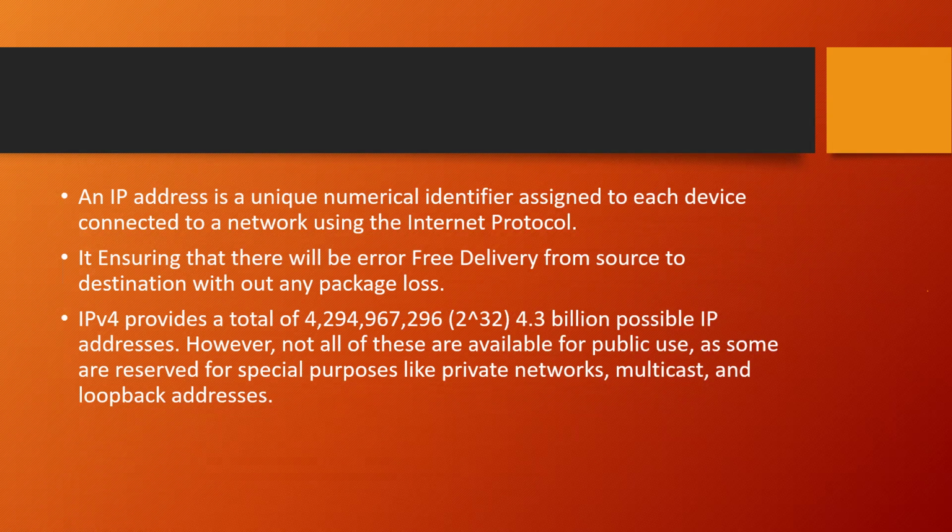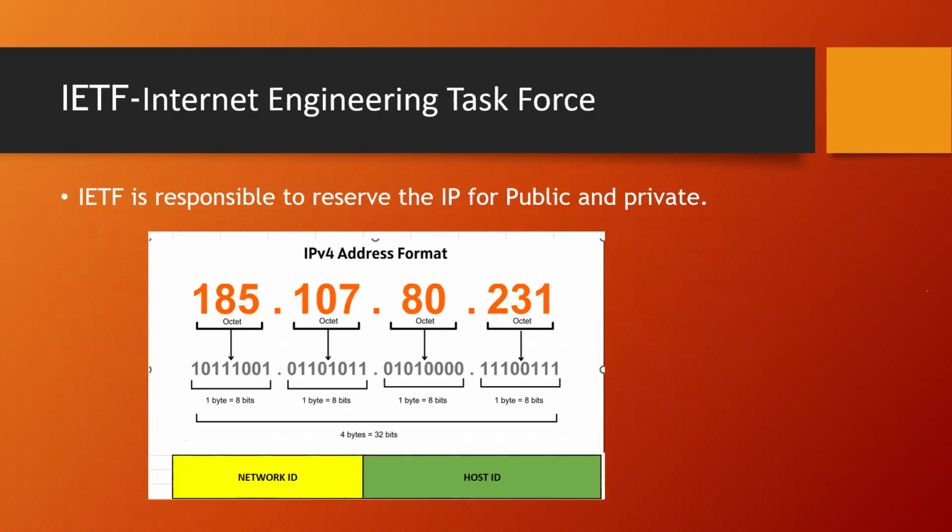That's why the concept of IPv6 exists, which we will discuss later. As of now, we are going to discuss IPv4 only. So IPv4 can create 4.3 billion IP addresses, but not all of them are available publicly. They are divided into private network and public network. Some IP addresses are given to multicast, and some to loopback addresses. We are going to discuss these in detail.